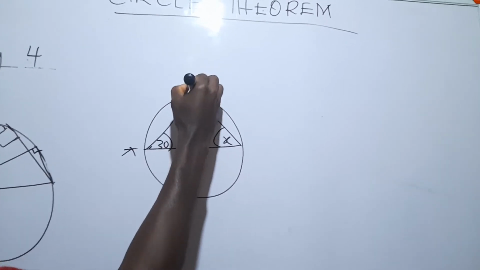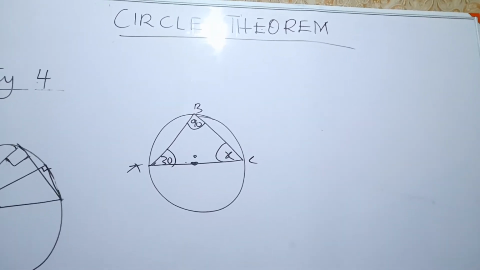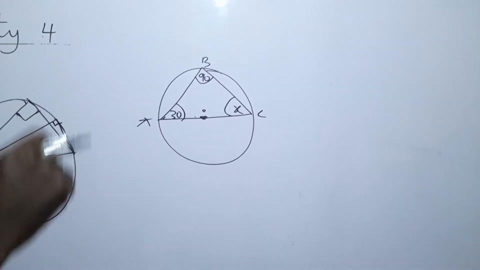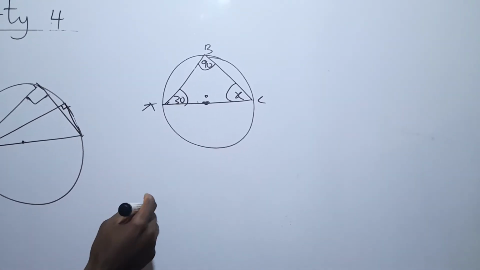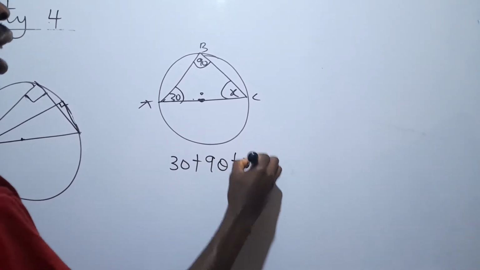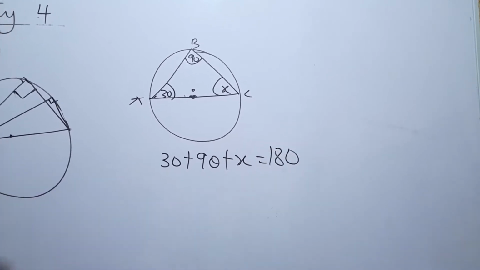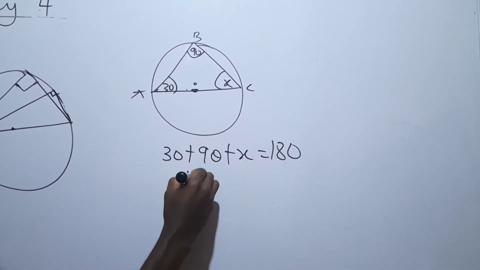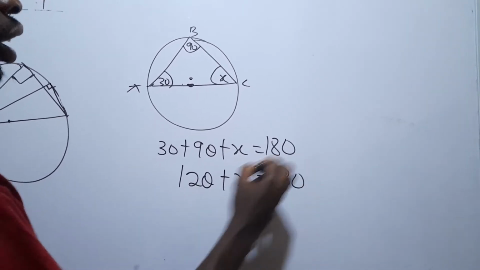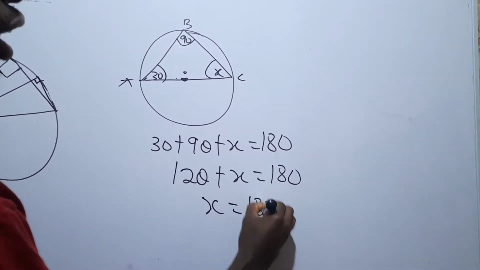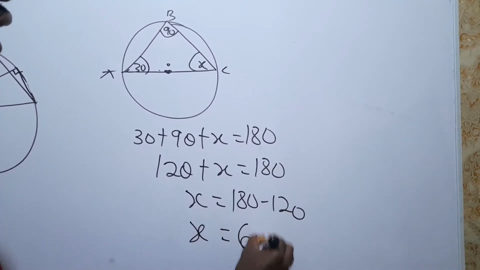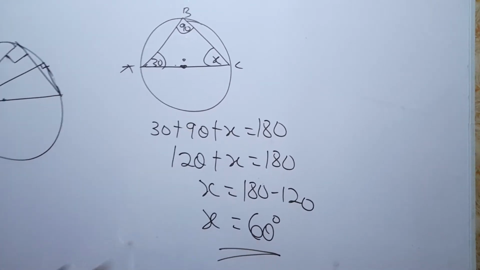Let's say ABC is a triangle. Now the sum of interior angles, from plane geometry 1, the sum of interior angles of a triangle is equal to 180 degrees. So we can say 30 plus 90 plus x will be equal to 180 degrees. 30 plus 90 will be 120, plus x will be equal to 180 degrees. So x will be equal to 180 minus 120. x is 60 degrees. I hope you get these properties.